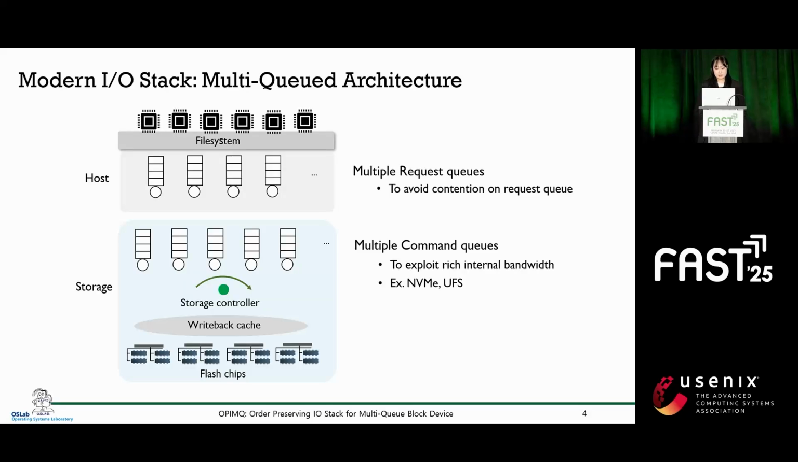Modern storage systems adopt multi-queue architectures to efficiently process parallel I/O requests. At the OS level, multiple request queues let each CPU core submit I/O separately, avoiding contention. At the device level, multiple command queues, such as those in NVMe and UFS, help fully utilize storage bandwidth.